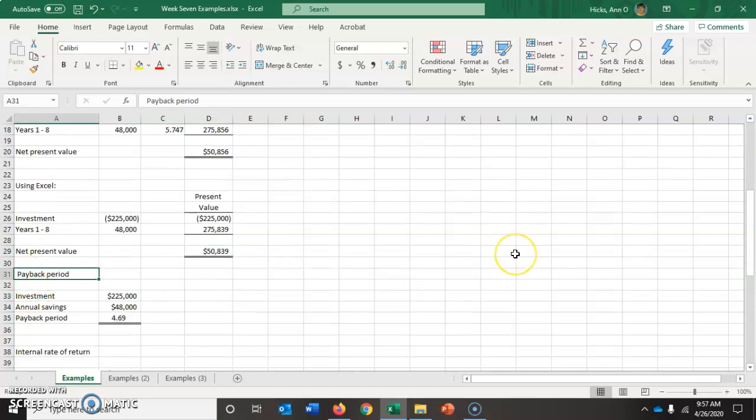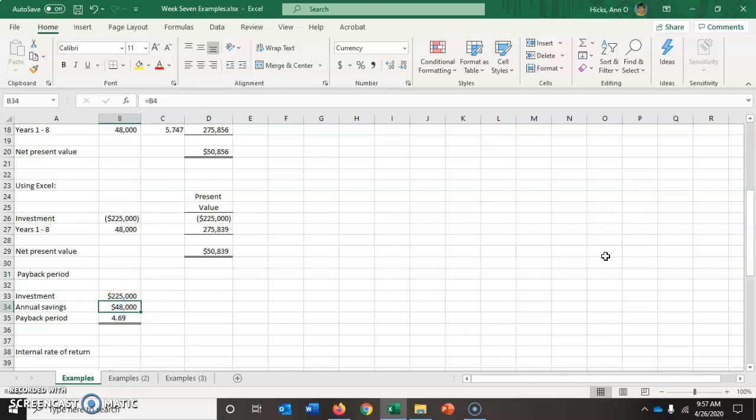The payback period, as I talked about in the PowerPoint, is an approach. It ignores the time value of money. What it does look at is how quickly am I going to recoup my original investment. Now, in our case, our cash flows are equal over the 8 years.